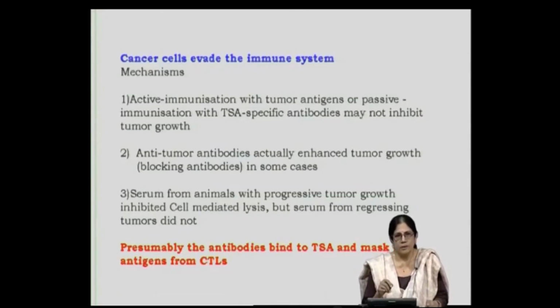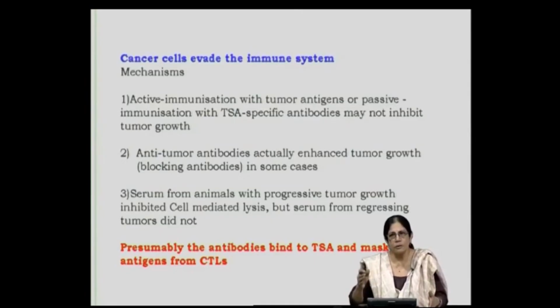How did they show that? They had mice in which they had induced tumors, and they were checking the progression of the tumor and checking simultaneously for production of antibodies. They found that though the production of antibodies specific to the tumor keeps on increasing, the tumor itself starts growing much more when there are antibodies. These were called blocking antibodies.